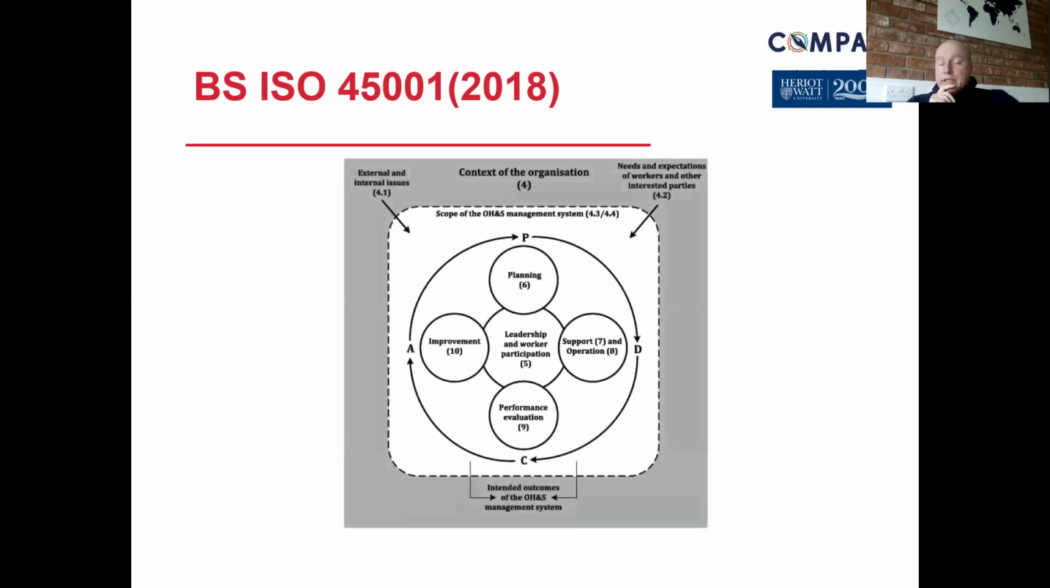Within that, the variation is only slight, but the 45001 that came out four years ago had a little bit more around the specifics. It's now divided into various clauses. The biggest part is clause 4, and within clause 4, it asks for the requirement of plan, do, check, act. But in the center of it, it says leadership and worker participation.